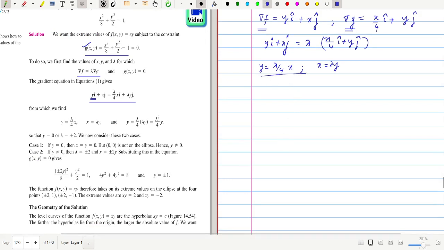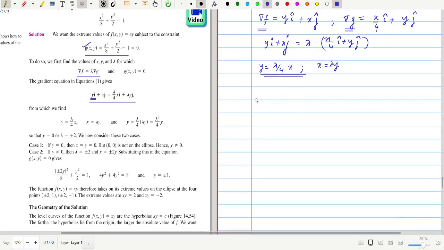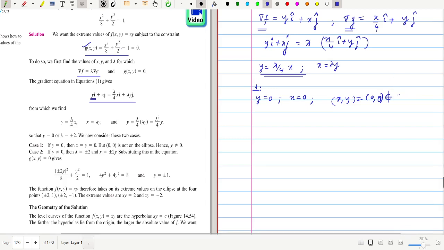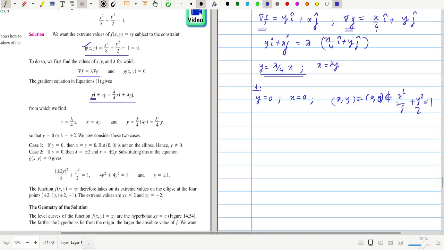Now we can classify this into two cases. Y is equal to 0 is the first case. When y is equal to 0, we can get x is also 0. But this x comma y, that is the point (0, 0), does not lie on the ellipse x square by 8 plus y square by 2 minus 1 equal to 0. We need to find out the maximum value of f on this ellipse.